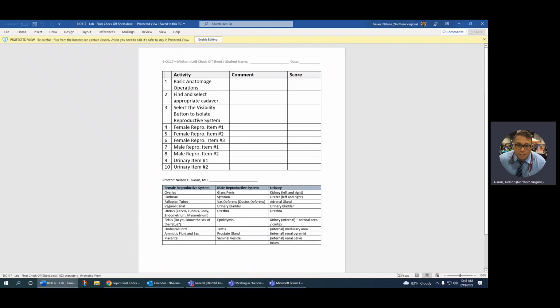If you look at your final checkoff, this is how it goes. Of course, we already know you guys are experts at basic anatomical operations. Can you open it? Can you pick the right cadaver? And remember, for a female reproductive system, you pick physiology, because we are going to look at pregnancy, right? So let's look at what female reproductive system organs you'll be responsible for.